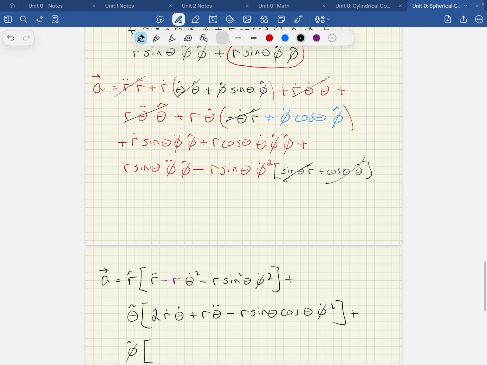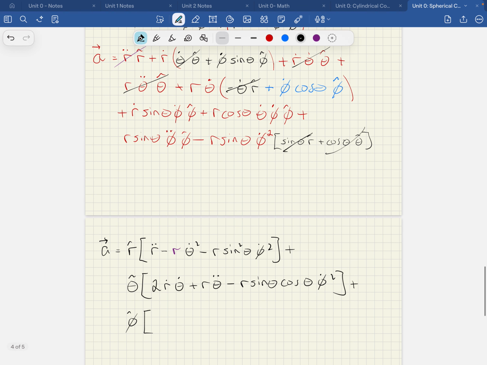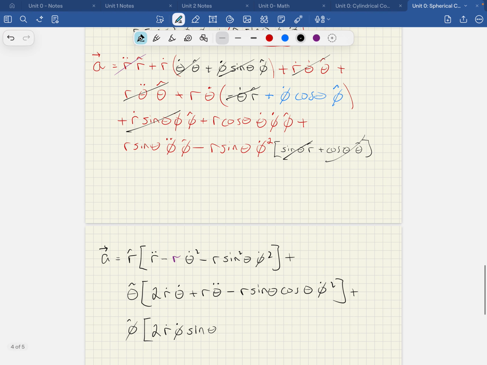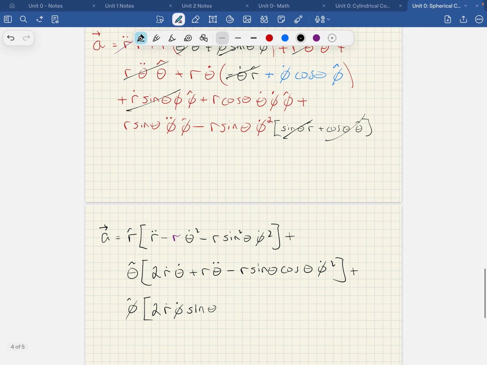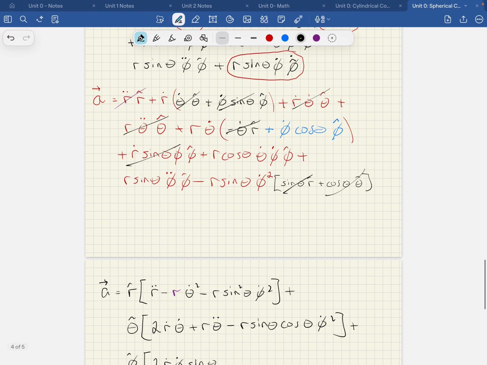Let's see, so I just got rid of that one. Everything that's left should be in the phi hat direction. I have an r dot theta dot sine theta, and I've got an r dot phi dot sine theta here, and another r dot phi dot sine theta here, so that is going to give me a 2 r dot phi dot sine theta. Yep, r dot phi dot sine theta. Good. So now this whole thing is taken care of.